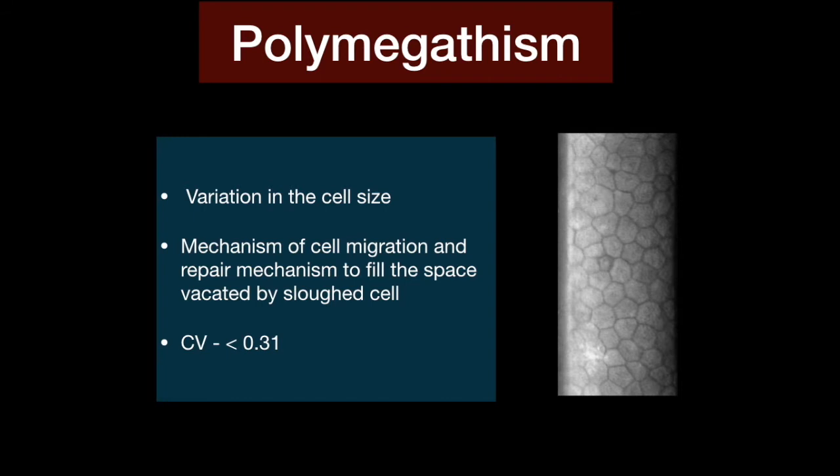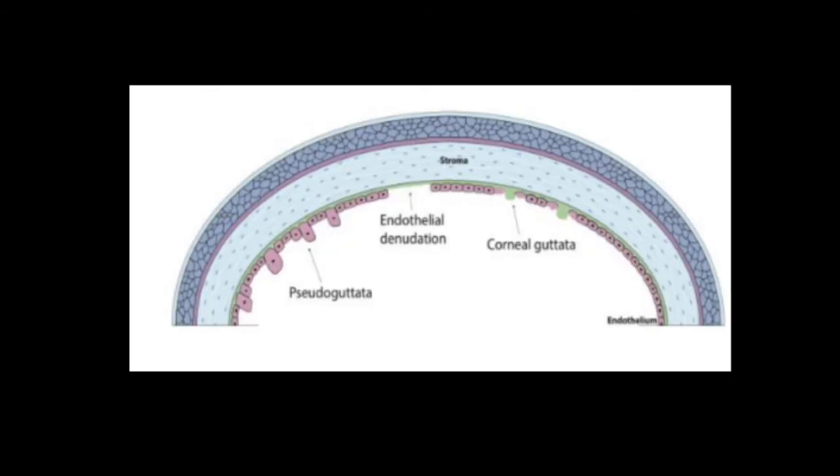The rate of polymorphism is represented by coefficient of variation, and CV values below 0.31 are considered to be normal. Coming to the qualitative analysis, this picture is very important as it shows the difference between guttate, pseudoguttate, and endothelial denudation.